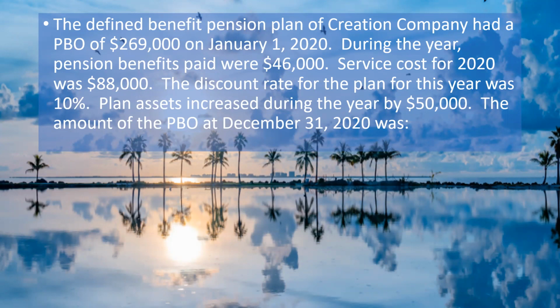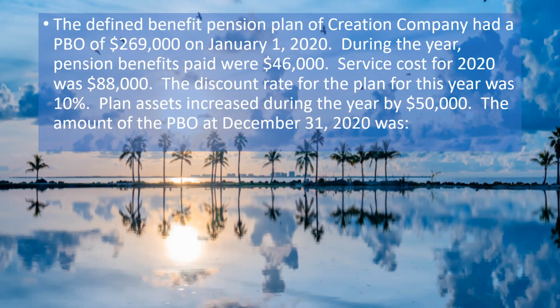So let's work through this problem together. We know that our beginning balance was $269,000. And one thing that we're always going to base off of the beginning balance is the discount rate for the plan, which was 10%. So we would take 10% times the beginning balance of $269,000, and that would give us $26,900 as the interest for the projected benefit obligation. So we're always going to add that to the PBO.